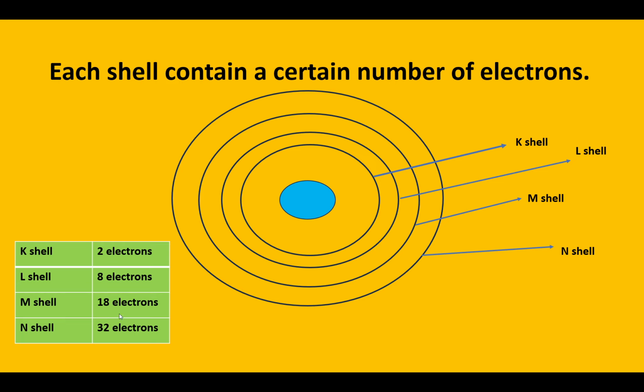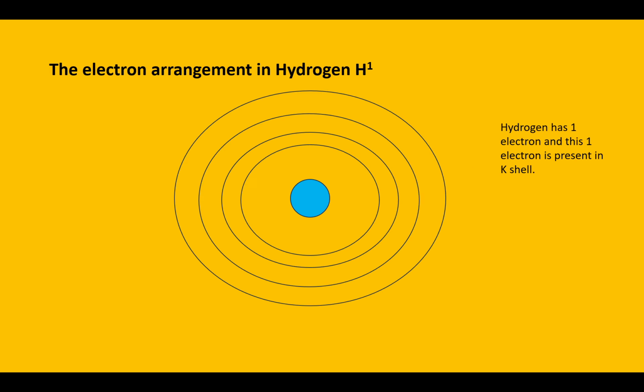The M shell consists of 18 electrons. Again, it can contain less than 18 electrons but not more than 18 electrons. The N shell consists of 32 electrons. It can be less than 32 but not more than 32 electrons.